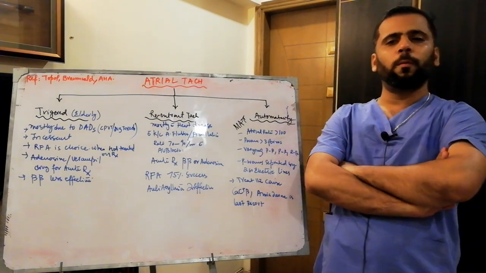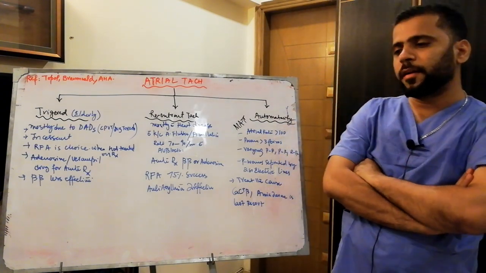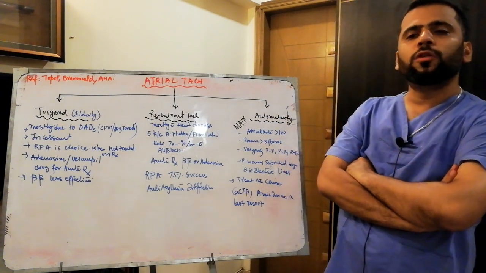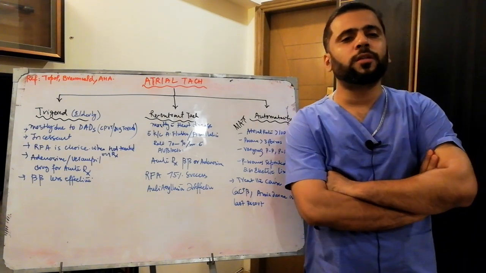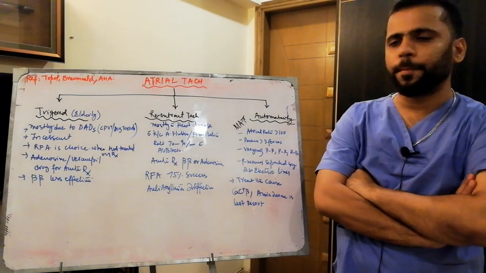the WPW syndrome, and then the ventricular tachycardias, types of ventricular tachycardias, and at the end, because we have not done atrial fibrillation yet, which is also a supraventricular tachycardia, we have to do it in detail, because atrial fibrillation is a very important topic for cardiologists as well as for medical people.